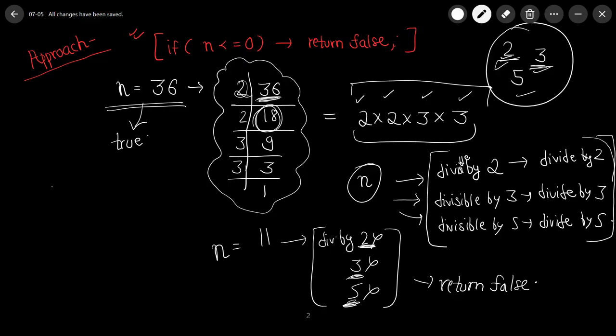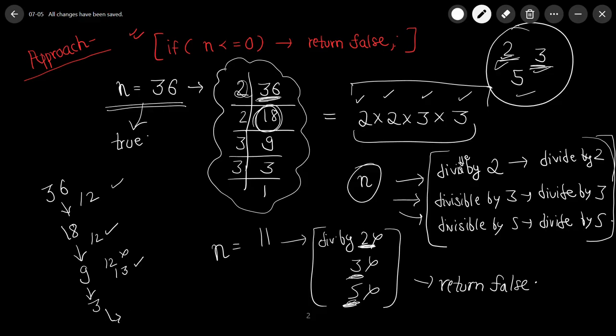Also, if it was dividing, suppose we had 36. We check, is it divisible by 2? Yes, it is. So we divide by 2 and we get 18. Then for 18 we check, is it divisible by 2? Yes, it is. So we divide it by 2 and get 9. For 9, we check if it's divisible by 2. It's not. So we check whether it's divisible by 3. Yes, it is. So we divide by 3 and we get 3.